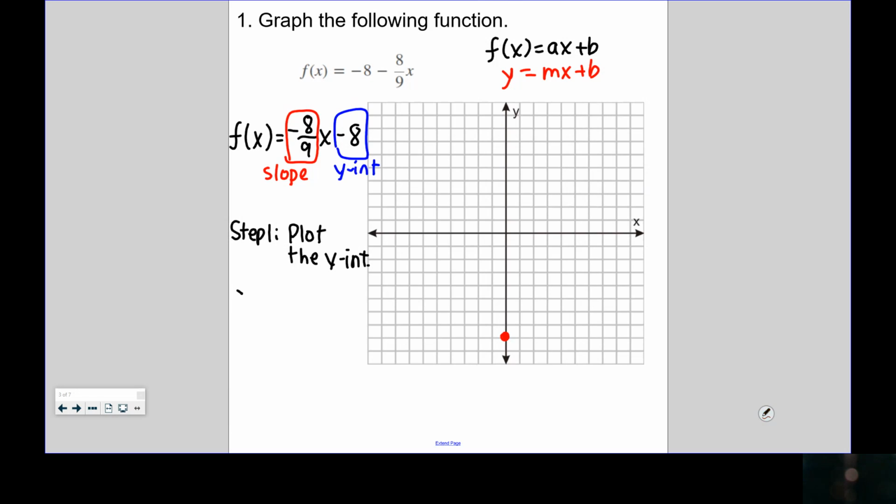Now step 2 is going to be to use the slope in rise over run form to plot the next point.